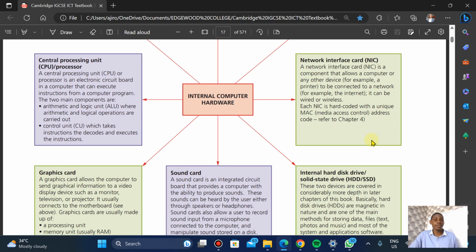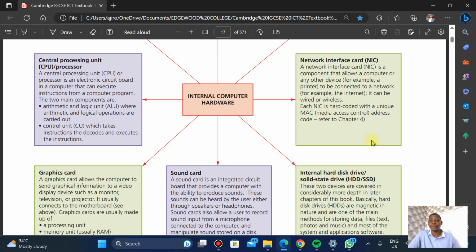The CPU, on the other hand, is a processor, right? Which you know as a processor, is more or less an electronic circuit board that can execute instructions from a computer program. Now we have those main components. We have the ALU and we have the CU, right? So the ALU is the arithmetic and logic unit, where it performs basic arithmetic and comparison. And then you have your control unit, which takes instructions and then decodes and executes that instruction. Okay, now these are all the internal components.